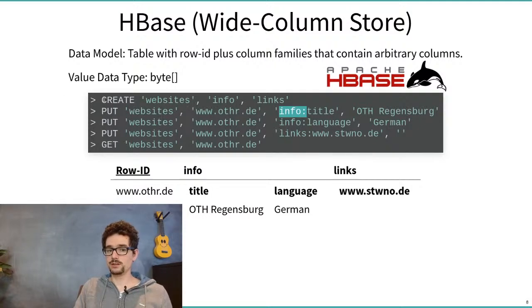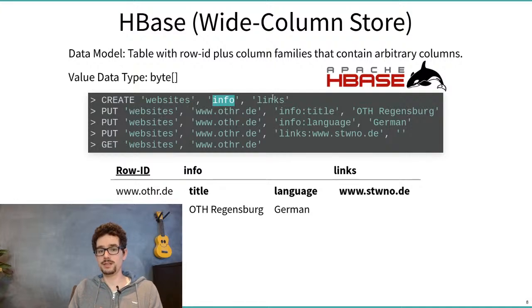So when you create a table, create websites, you specify the column families. That's all. You don't specify that each website has a title and a language and so on. You only say we have an info column family and a links column family. And the best thing when you work with HBase is to forget everything that you learned from relational databases.